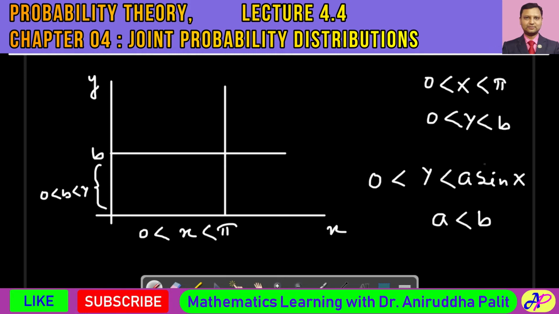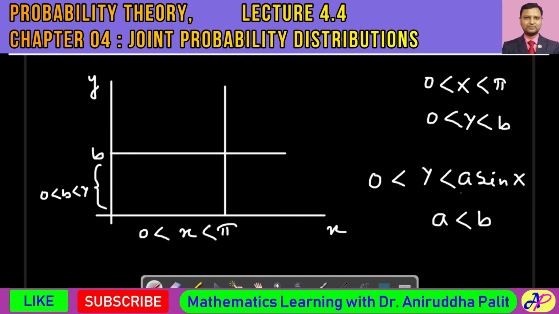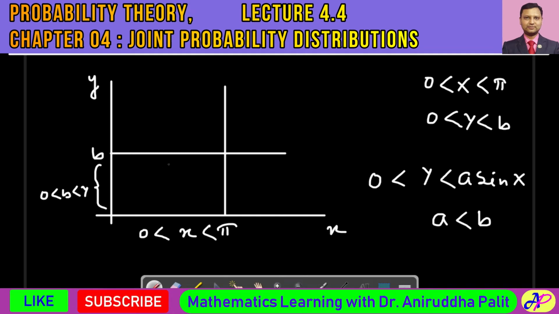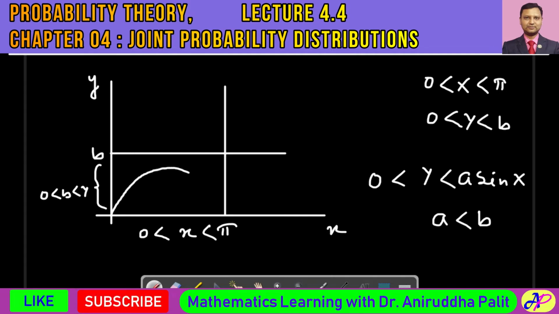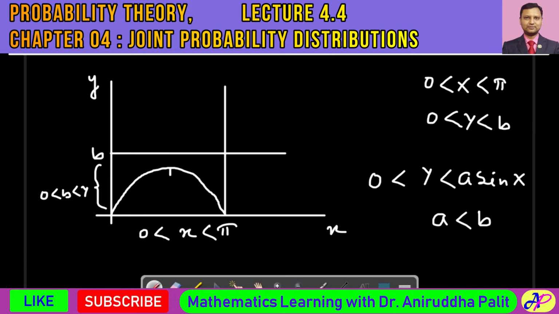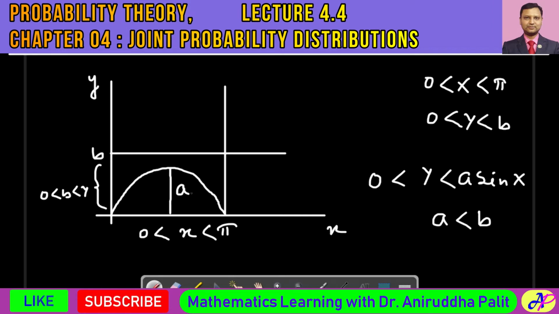Remember, the upper limit is a sin x. So at most a sin x, we first need to draw the curve of a sin x. What would it look like? The curve would look like this kind of curve, and over here is the maximum height of that curve, which is equal to a. Remember, we are given that a is strictly less than b, therefore this curve cannot intersect the line y equal to b over here.